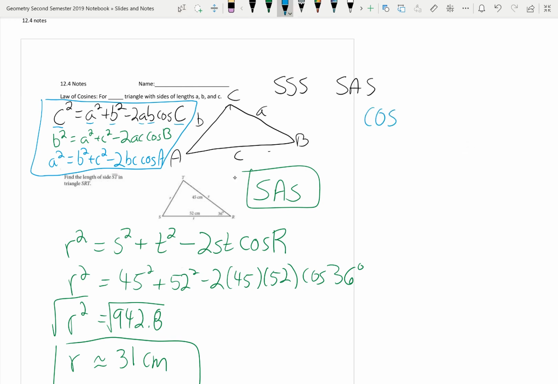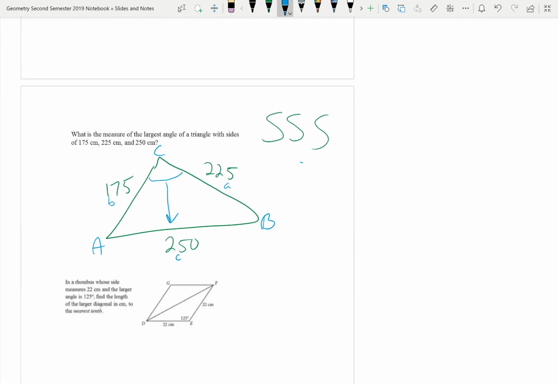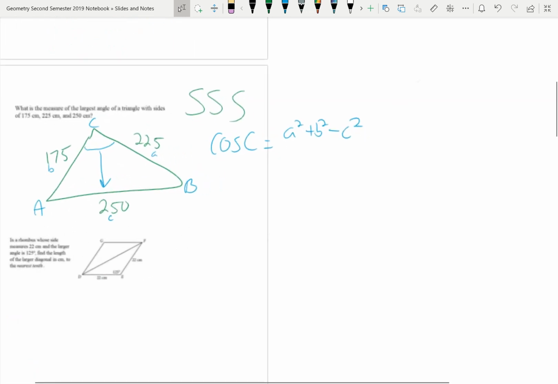So it turns out cosine of C is equal to A squared plus B squared minus C squared divided by 2AB. How did they get that? Well, they just took that equation that I first showed you and did some algebra to rearrange it. So we can use that in our problem. So that means that cosine of C equals A squared plus B squared minus C squared. Let me just make sure I have that. Hold on. Yep, divided by 2AB.